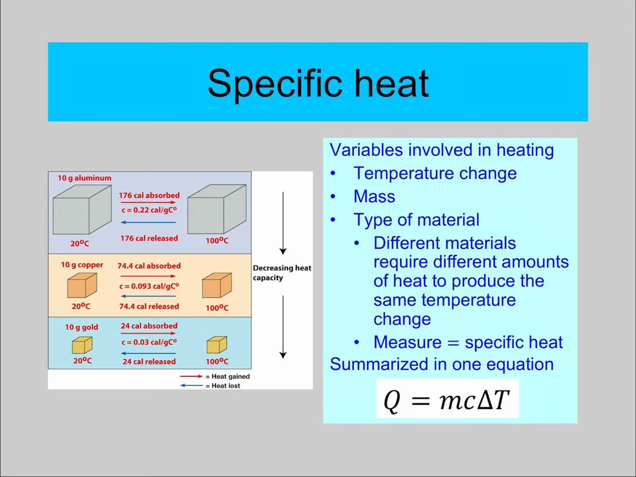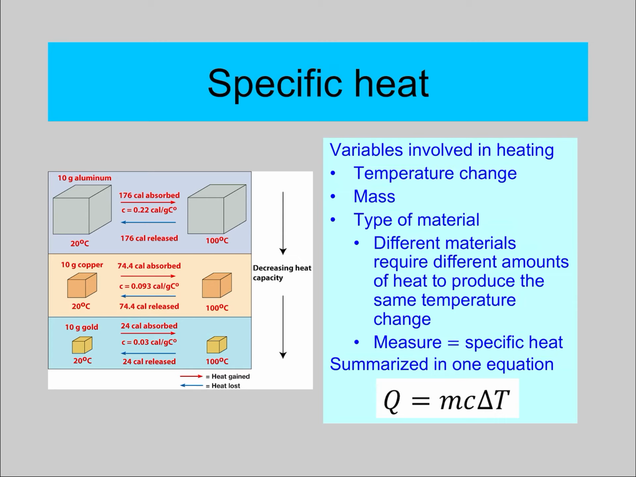That reflects the relationship between how much aluminum it would take to get 10 grams versus it doesn't take as much gold to get 10 grams. Now, we're taking all 3 substances and heating them up from 20 degrees Celsius to 100 degrees Celsius. And what we see is that it's going to take 176 calories to heat aluminum up, 74 calories to heat copper up, and 24 to heat gold up. So that's the red arrow pointing from left to right. So we can see it's going to take a lot more heat to heat the aluminum up versus the gold.